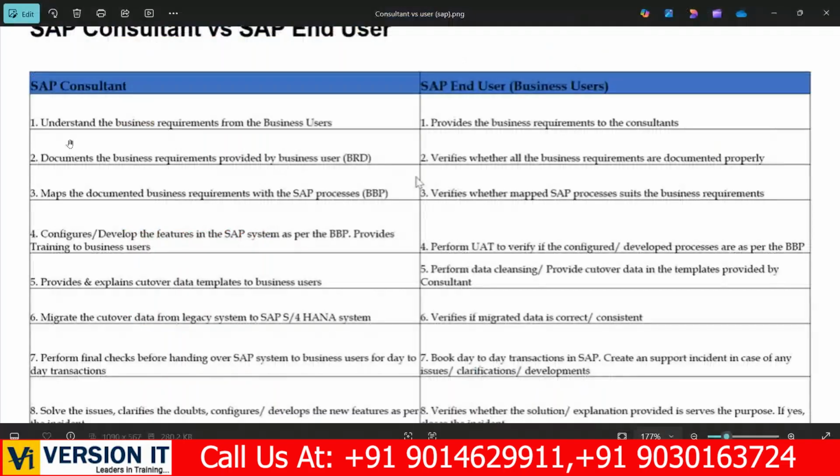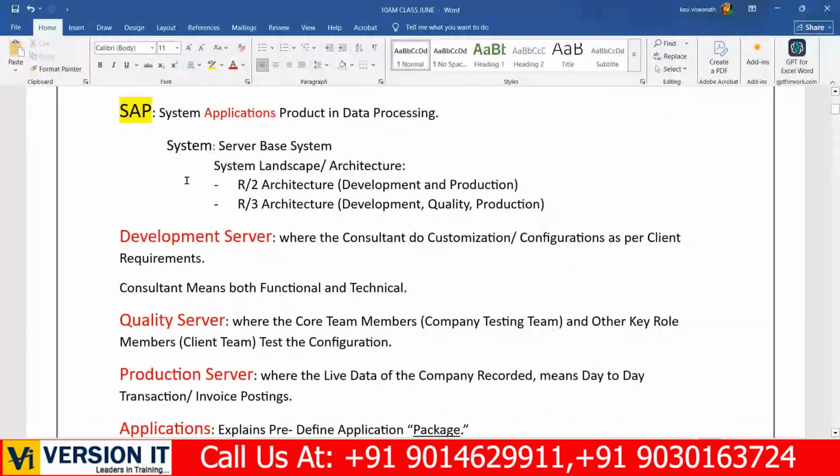First, the end user provides data, the consultant understands the data, prepares the business requirement document, prepares the blueprint document. Once the blueprint is confirmed, then the consultant configures or deploys the data. Where do you configure? Development server. Now everyone understands the importance of development server.